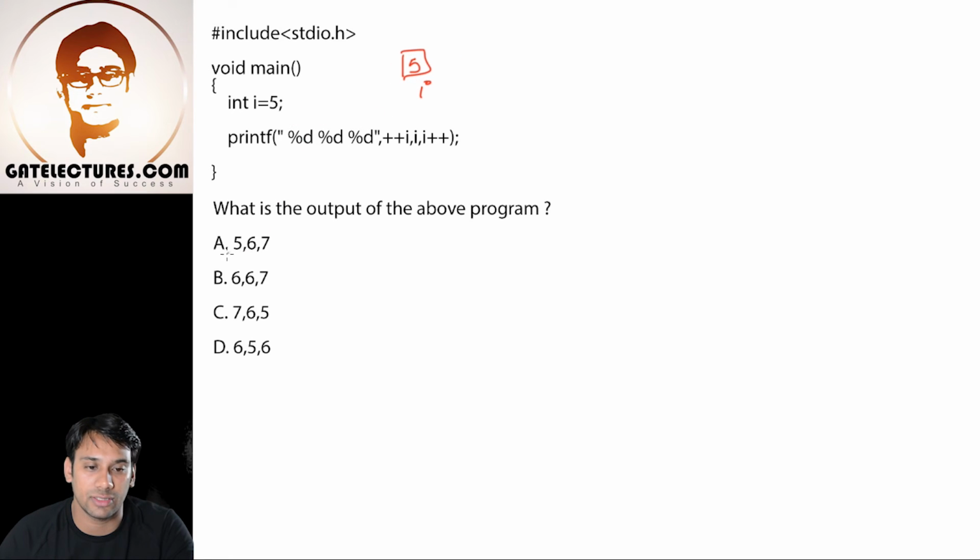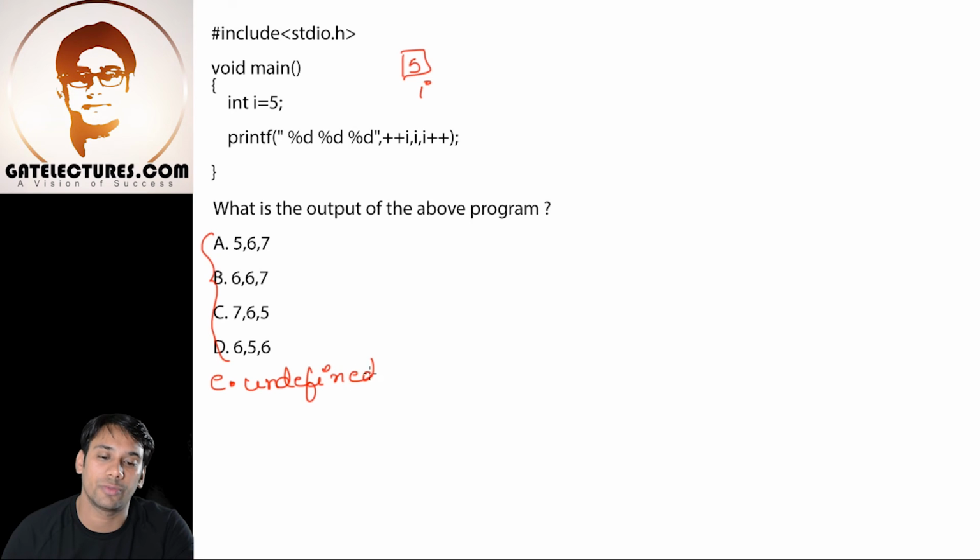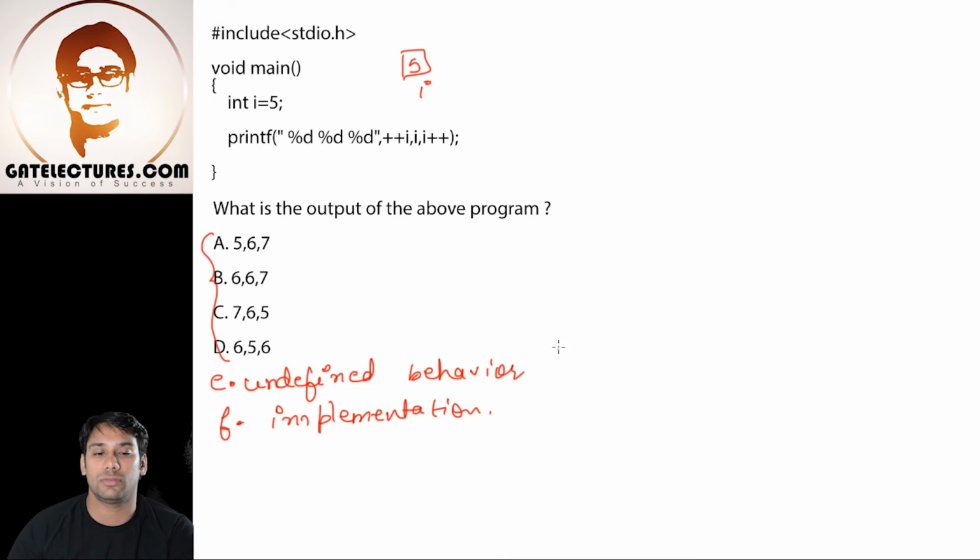Actually we have 4 options for this program, and all these 4 options are wrong, because there should be one more option, which is undefined behavior. In some books they have also given an option like implementation dependent, etc. So they have given this option also.